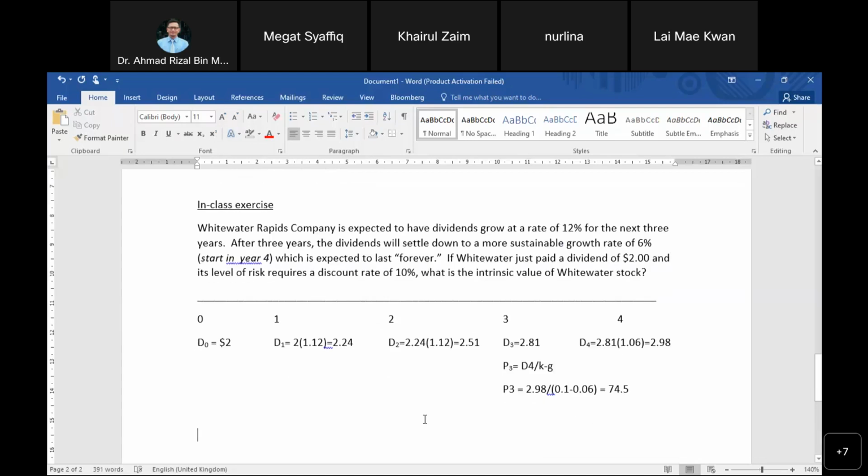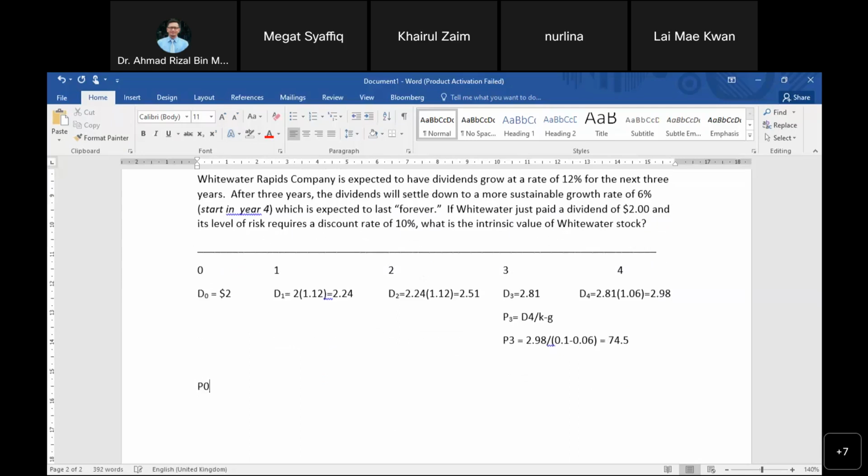Okay, now what? Now it's time for you to find the intrinsic value of the stock, P0. Do you include the $2 here, D0? Yeah, many students have done that. It's wrong. We don't include D0 because this is historical, in the past. Remember, valuation is about the future, the expected future cash flow. So standing here at P0, this has passed. The next one, D1, is the first future cash flow that you will see.